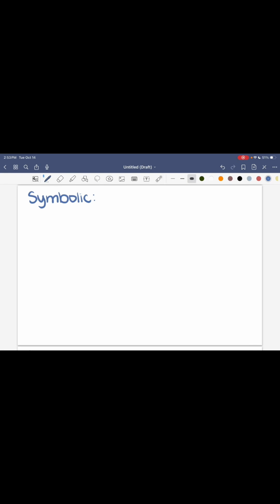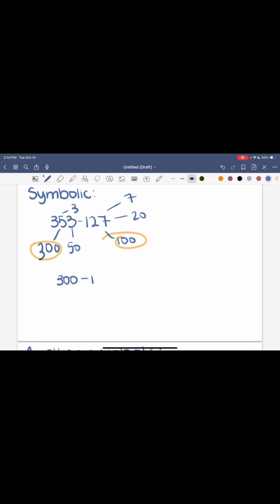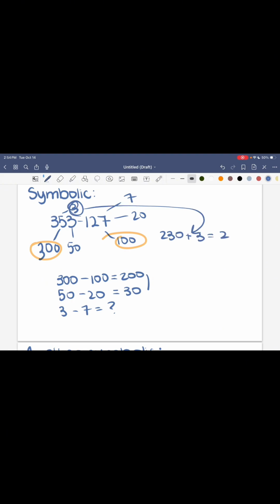The third part is symbolic representation. Let's write our equation down, and we will break them apart. Let's deal with the bigger numbers first, then the smaller ones. How much more is 300 compared to 100? 200, right? How much more is 50 compared to 20? 30, right? How much is 3 compared to 7? We can't do that, right? But we will do this. It's very similar to the estimation. That makes us 230. Let's add the 3 from here to here, giving us 233. Oh, we forgot to subtract the 7.